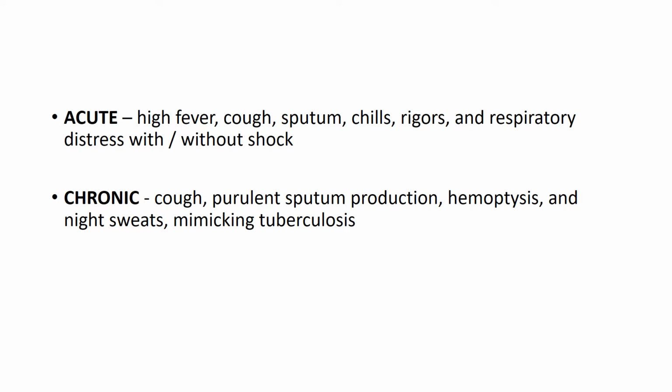Acute infections present with high fever, cough, sputum production, chills, rigors, and respiratory distress with or without shock. Whereas in chronic infection, they have cough, purulent sputum production, hemoptysis is more likely, and night sweats, mimicking TB.